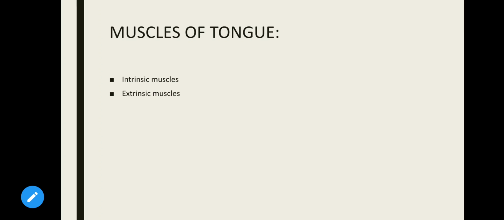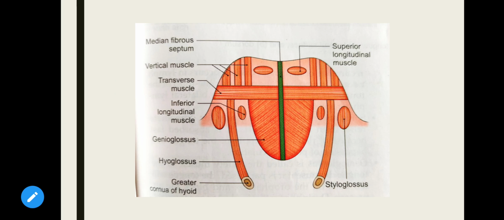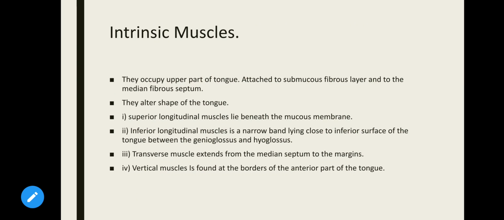Coming to the muscles of the tongue, this is an important topic. There are two, intrinsic muscles and extrinsic muscles. Starting with the intrinsic muscles, they occupy the upper part of the tongue, attached to submucous fibrous layer and to the median fibrous septum. They alter the shape of the tongue. So there are basically four.